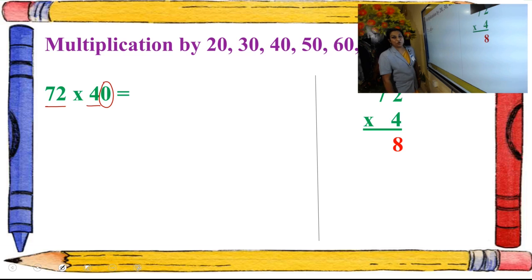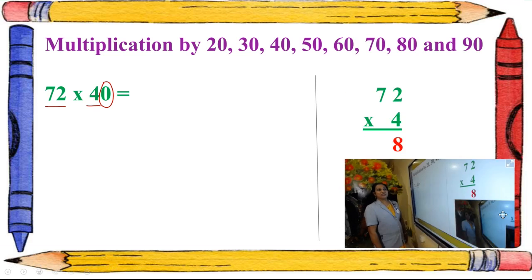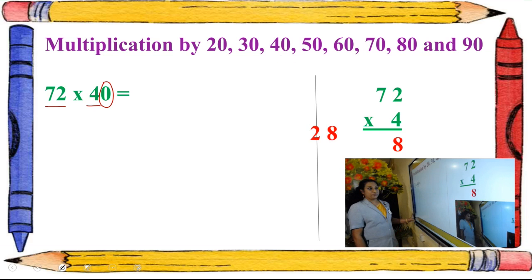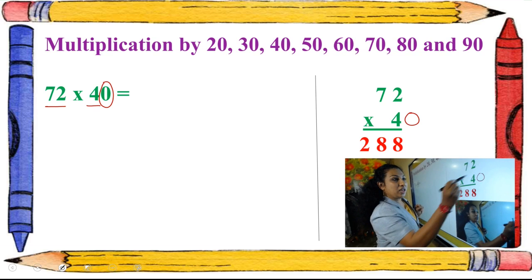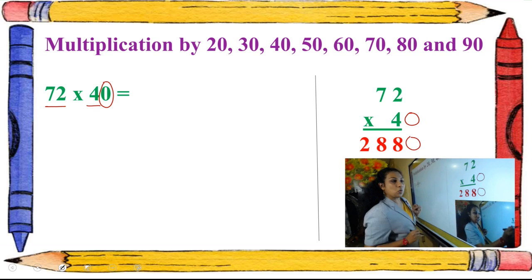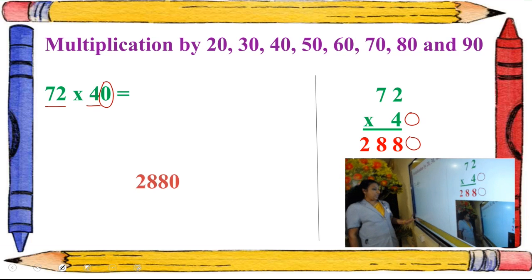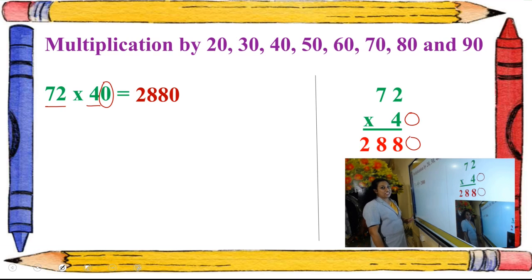Then 7 into 4. 2 into 4 is 8. And 7 into 4 is 28. Is this our answer? Our question is 72 into 40, isn't it? So a 0 will come here. So you have to insert 1 zero. So the answer will be 2,880. I'll explain once again.